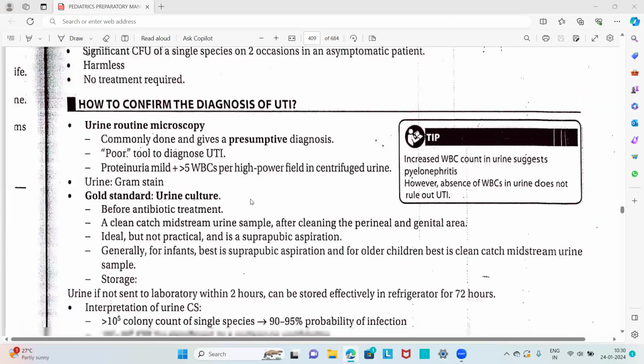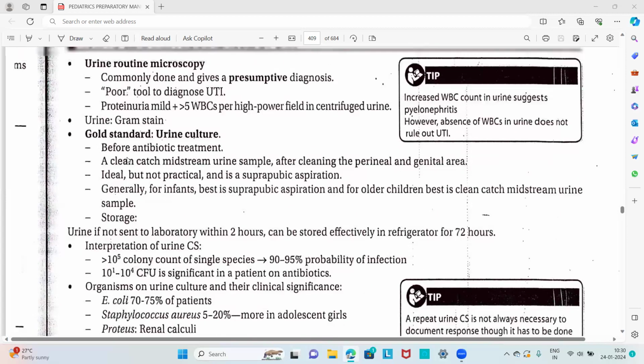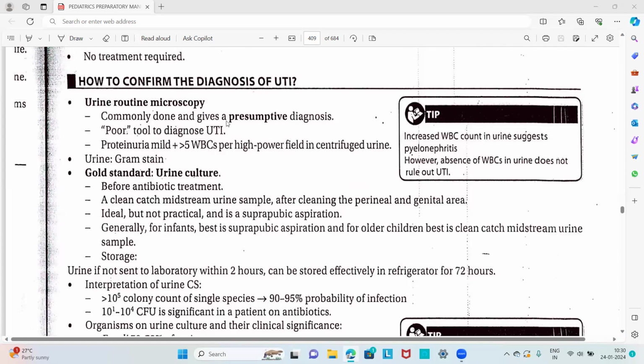Then, how to confirm the diagnosis of UTI? We have to go for urine routine microscopy, which is commonly done and gives a presumptive diagnosis of UTI, but it is a poor tool to diagnose UTI. Proteinuria is mild, with greater than 5 WBC per high power field in centrifuged urine. We also have to go for gram stain of the urine for detection of the organism.